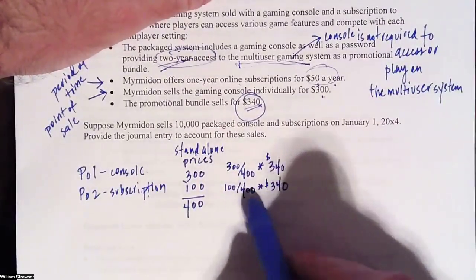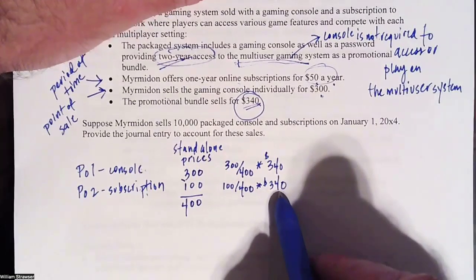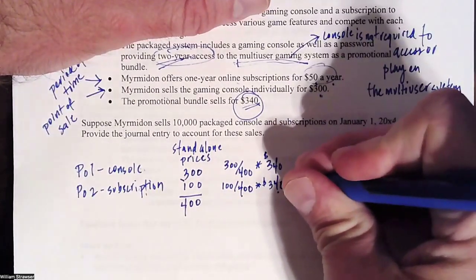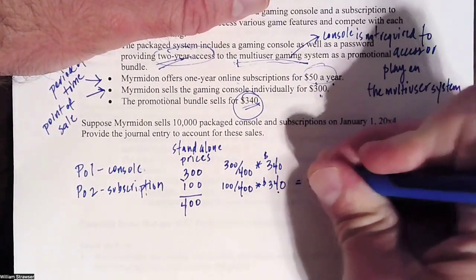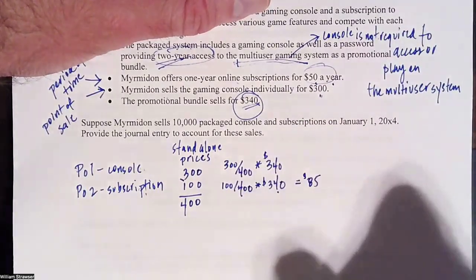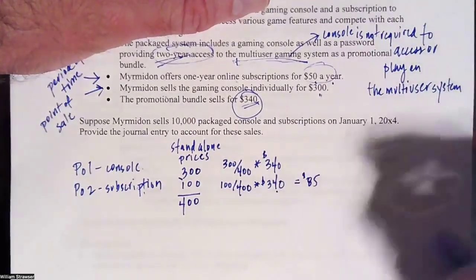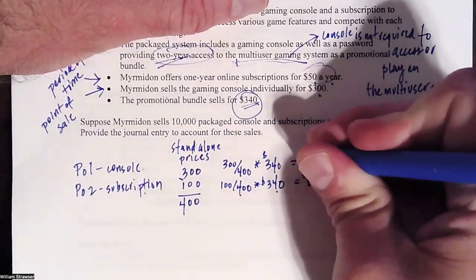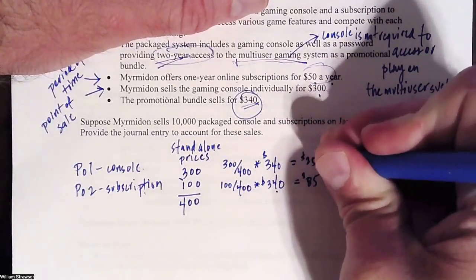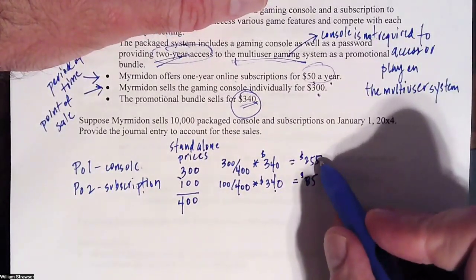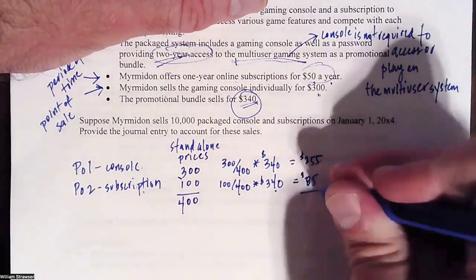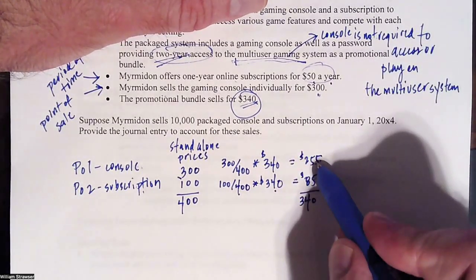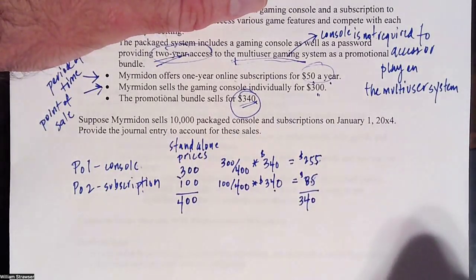If we apply 25% to $340, we get $85. And if we apply 75% to $340, then we expect $255. So this is the amount of 340. If we add these two together, they're 340. This is the amount of 340 that should be given to the console and then to the subscription.